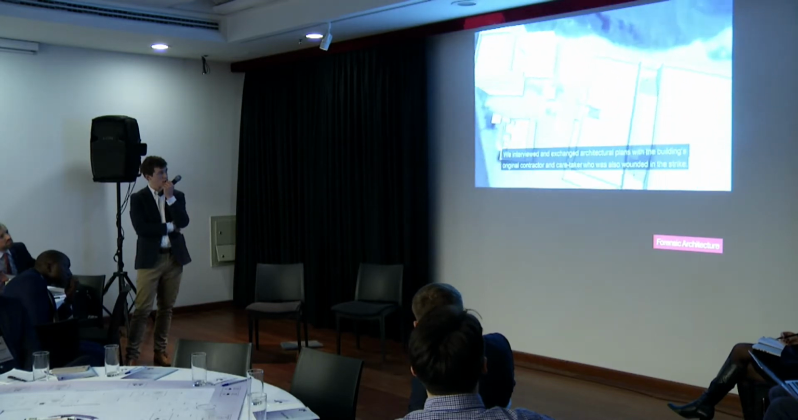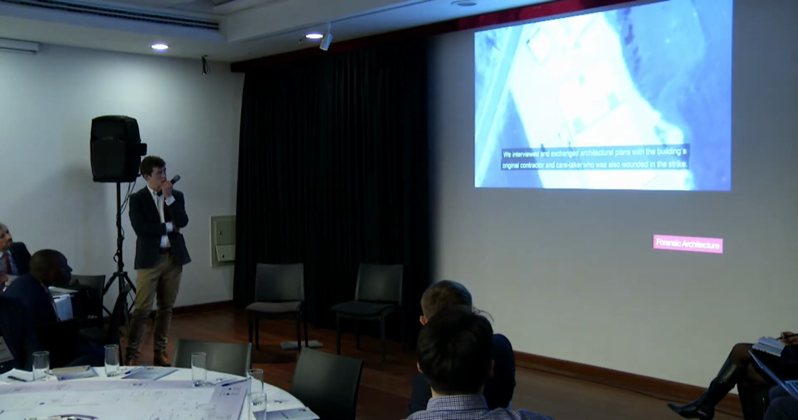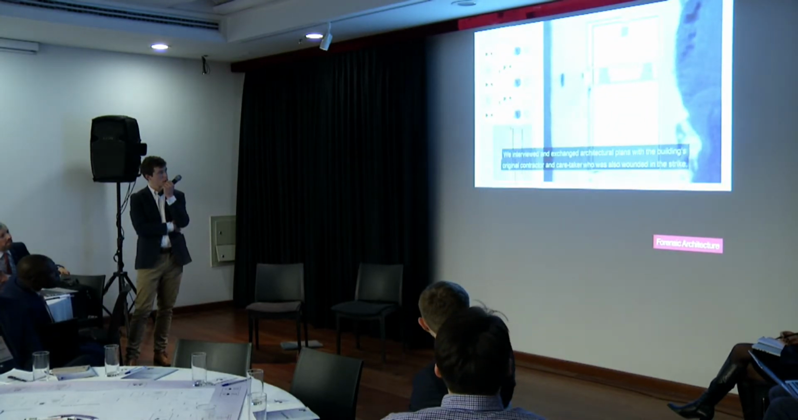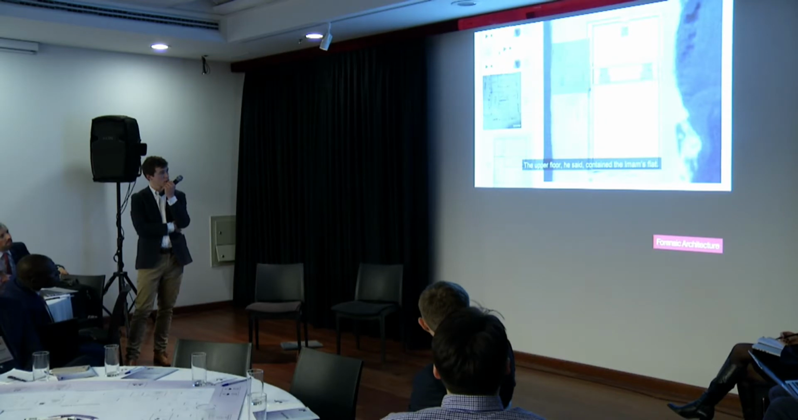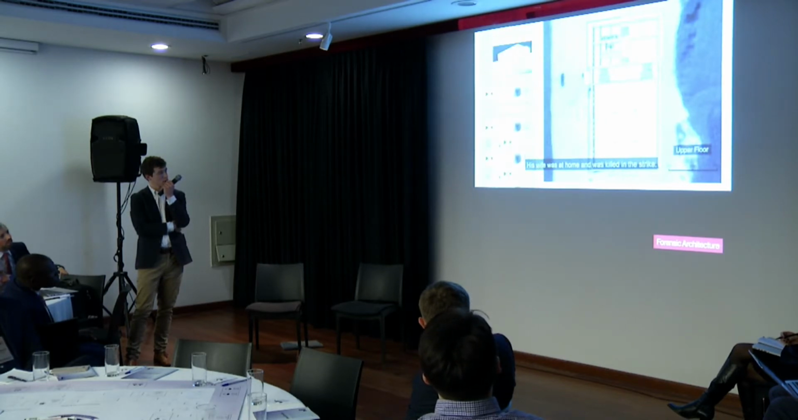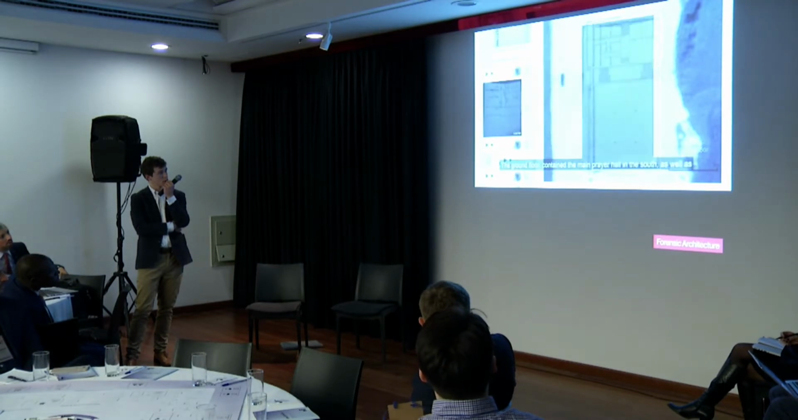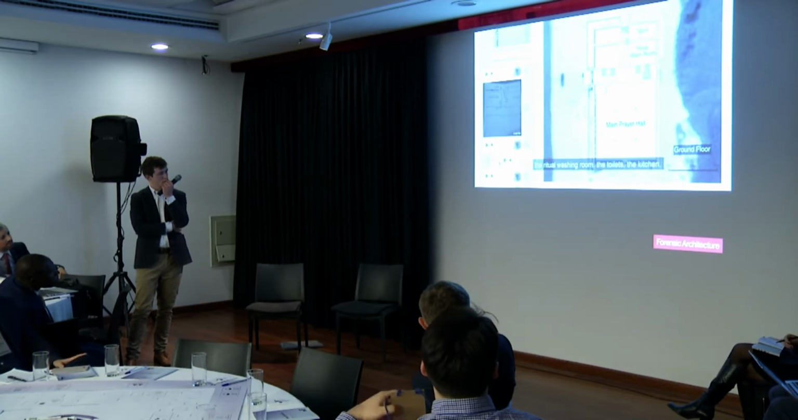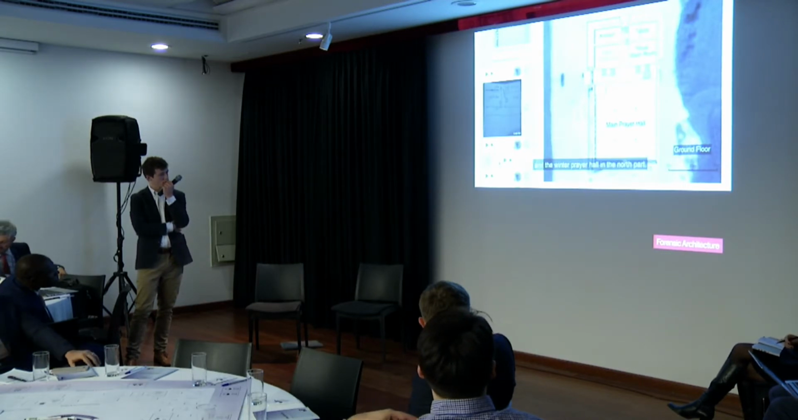We interviewed and exchanged architectural plans with the building's original contractor and caretaker, who was also wounded in the strike. The upper floor, he said, contained the imam's flat. His wife was at home and was killed in the strike. The ground floor contained the main prayer hall in the south, as well as the ritual washing room, the toilets, the kitchen, and the winter prayer hall in the north part.